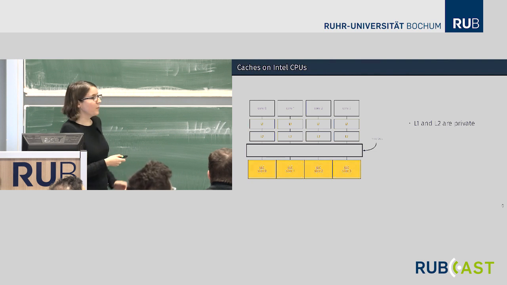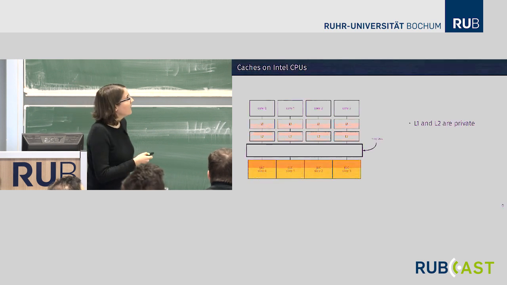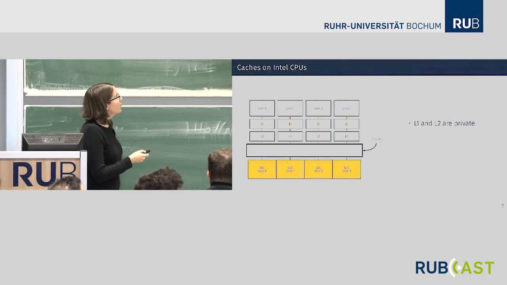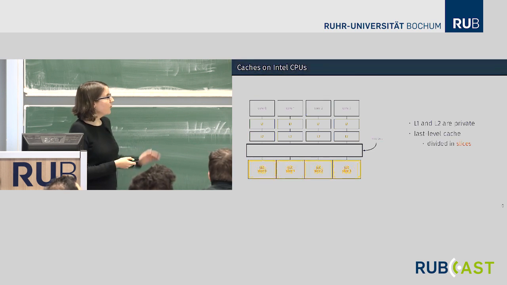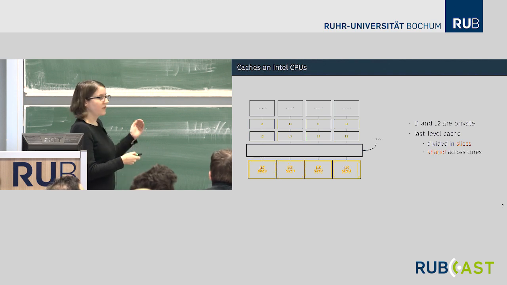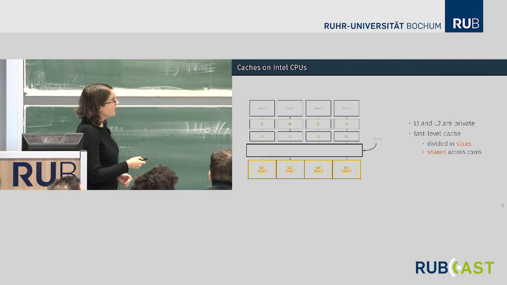Level 1 and level 2 are private to each core, so core 0 can access its level 1 and its level 2, but not level 1 and level 2 of, for example, core 3. And we have the last level cache. This one is divided in slices, as many slices as cores, but it's shared across cores. So core 0 can access slice 0 and also 1, 2, and 3.